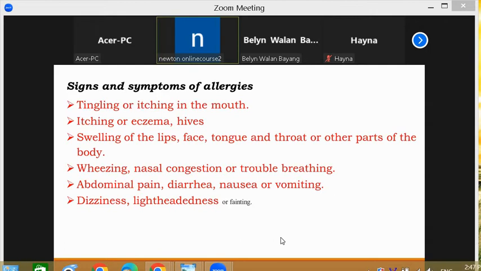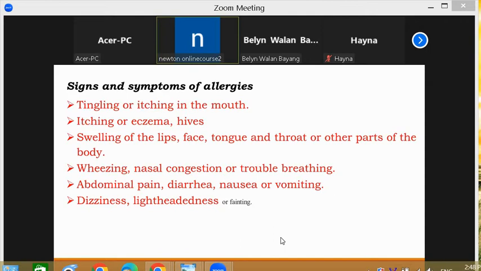Next one is swelling of the lip, face, tongue and throat or other parts of the body. Maybe the patient will have swelling in their lips, the full face may get swollen, or swelling on the leg or hand. We cannot say that swelling will happen only in one part. Then wheezing, nasal congestion or trouble in breathing. The patient's nose gets blocked, so at that time the patient cannot breathe properly.